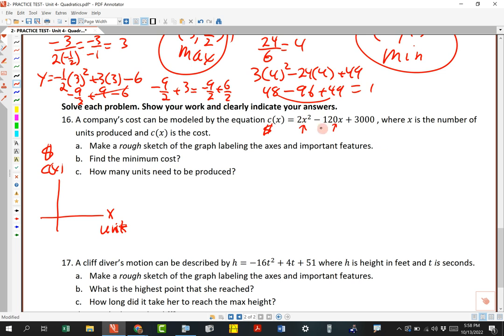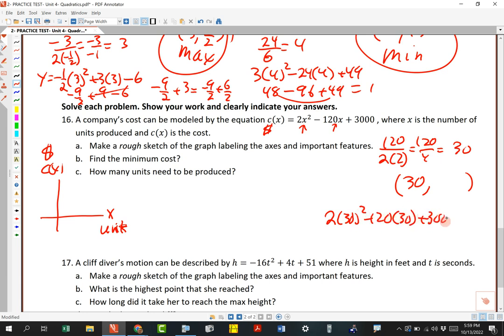So this is going to be the opposite of b. So that's going to be 120 divided by 2 times a. So that's 2 times 2. So that's 120 divided by 4. So that's, whoops, sorry about that. 120 divided by 4. So that's going to end up being 30. So the vertex is at 30 comma something, and then we're going to plug this in here in order to figure out what that is. So that's going to be, let's see, we'd have 2 times 30 squared minus 120 times 30 plus 3,000.